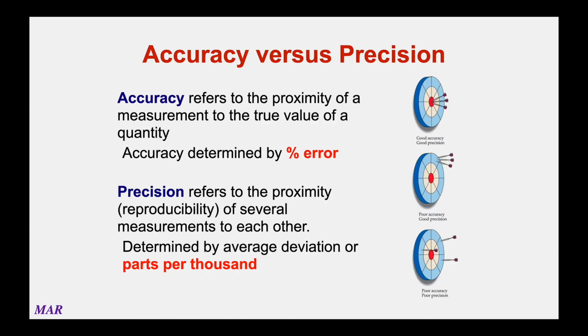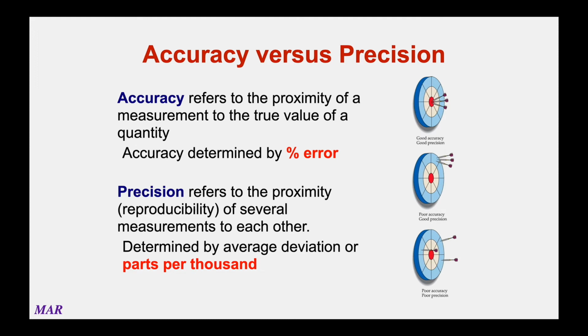Accuracy just refers to the proximity of the measurements to the true value. So if you wanted a length of 3.5 meters and you measured 3.49, that's going to be pretty high. You can actually determine how accurate you are through what's called a percent error calculation, and we'll do some of this in lab if we have lab.